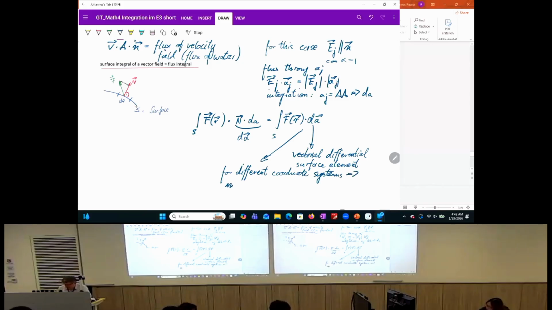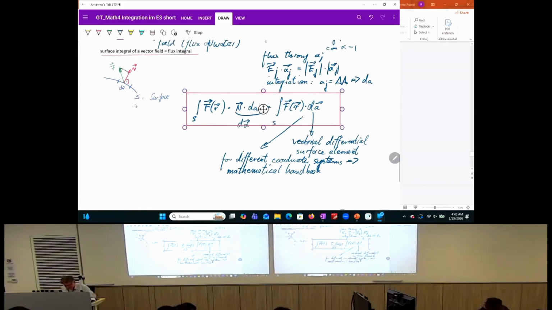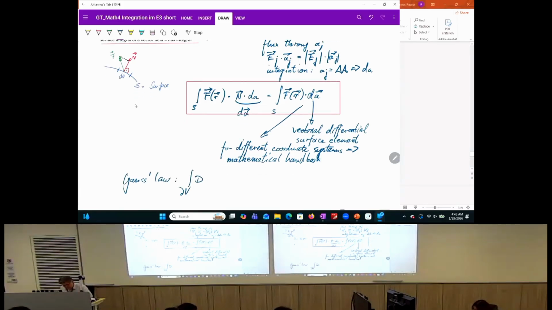Then I have to refer you again to the mathematical handbook and to the sheet that I've given you. And that is coming up now. That is Gauss's law, where you do a closed surface integral over the so-called displacement field. And that is coming up now.